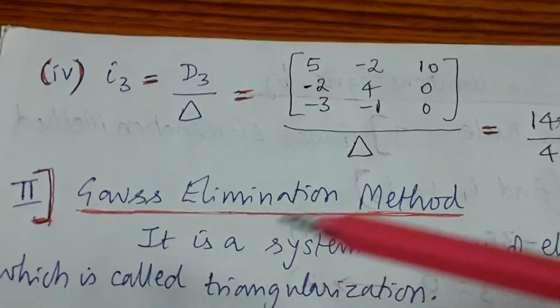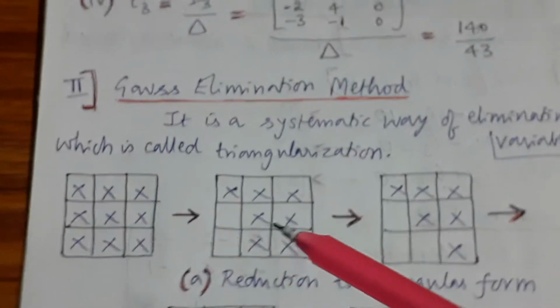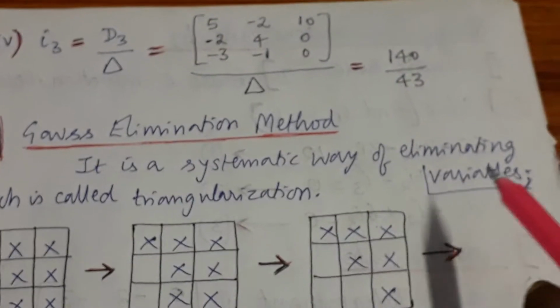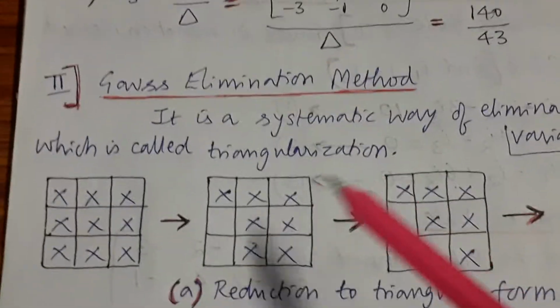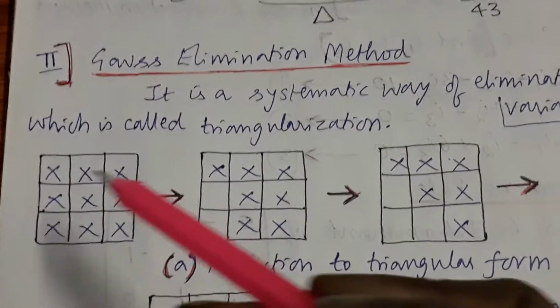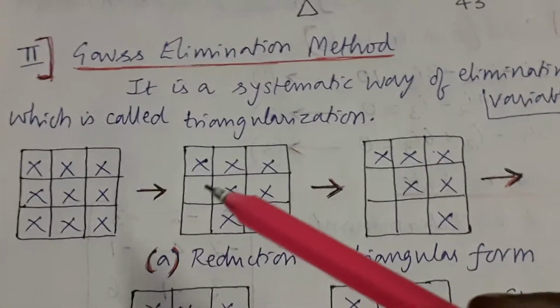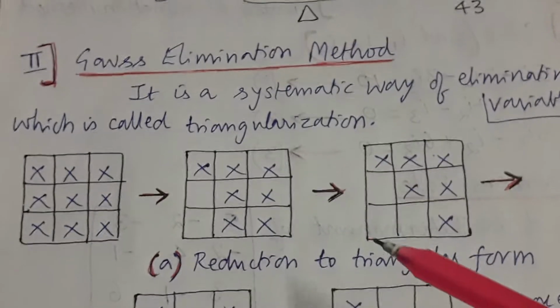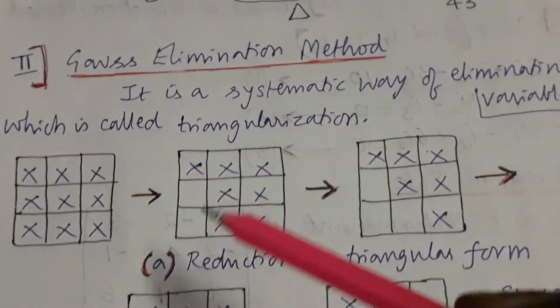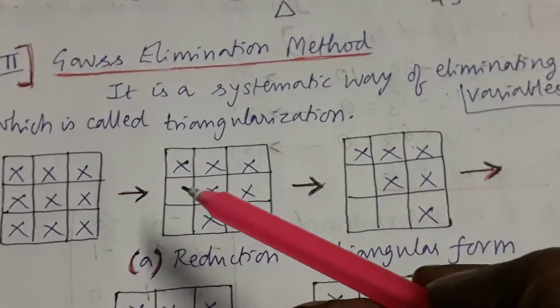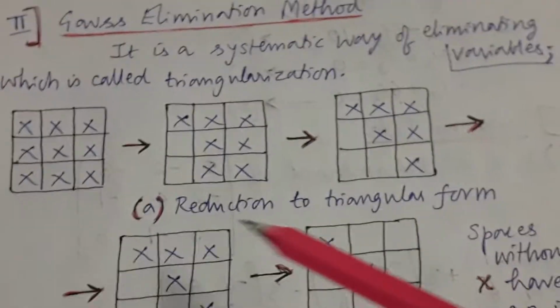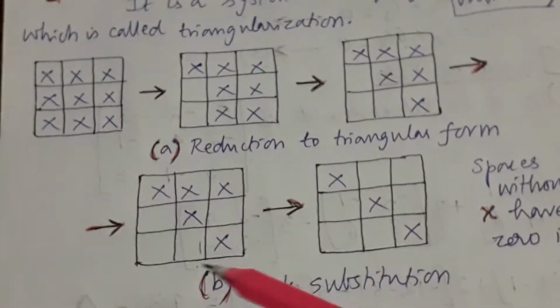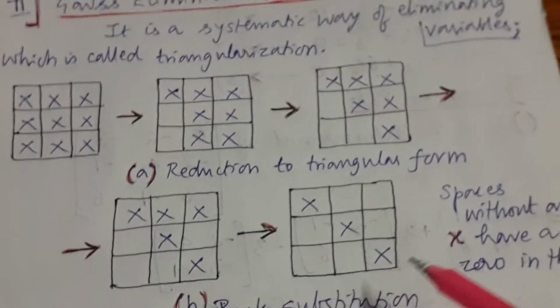Next is Gauss elimination method, a new method. First we'll see the method, then we'll proceed with the same problem. It is a systematic way of eliminating variables which is called triangularization. So we have a 3 cross 3 matrix, right? We have to eliminate the variables. That is, we have to get zeros here. The empty boxes mean it is 0. How it is done, we'll see with the problem. Reduction to triangular form, and finally we'll get I1, I2, I3.